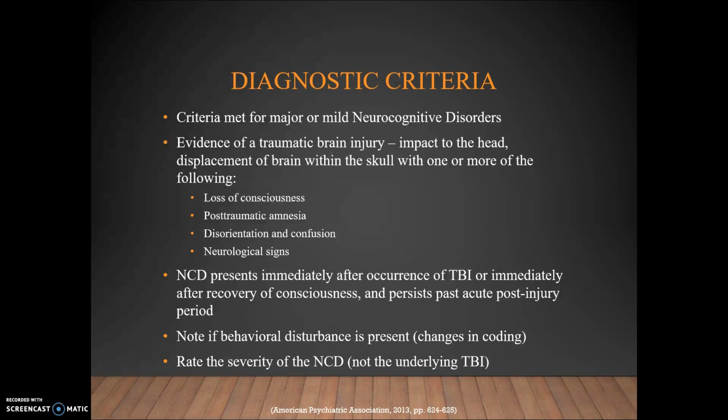The second criterion, after the criteria is met for neurocognitive disorders, to include this traumatic brain injury, is that there has to be evidence of a traumatic brain injury. The traumatic brain injury can be an impact to the head or displacement of the brain within the skull, with one or more of the following occurring in that injury. It could be loss of consciousness, post-traumatic amnesia, disorientation and confusion, or neurological signs.